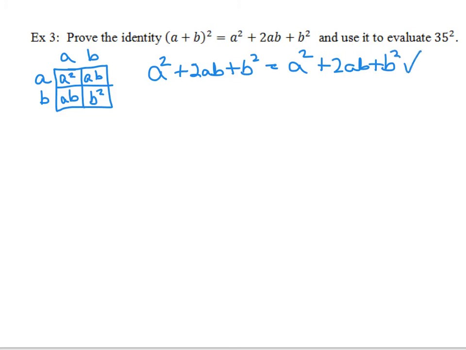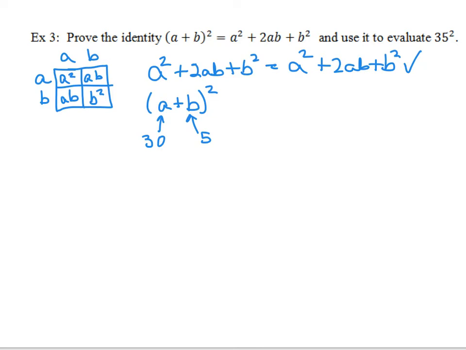Now, if I want to solve for 35 squared, then I'm just going to say that where I see a, I'm going to put 30. Where I see b, I'm going to put 5. Now there's nothing special about the numbers 30 and 5 other than the fact that they add to 35. Could I have used 20 and 15? Could I have used 10 and 25? Yes, I could have used any of those, but whichever ones I've used, I do have to know what their square is.